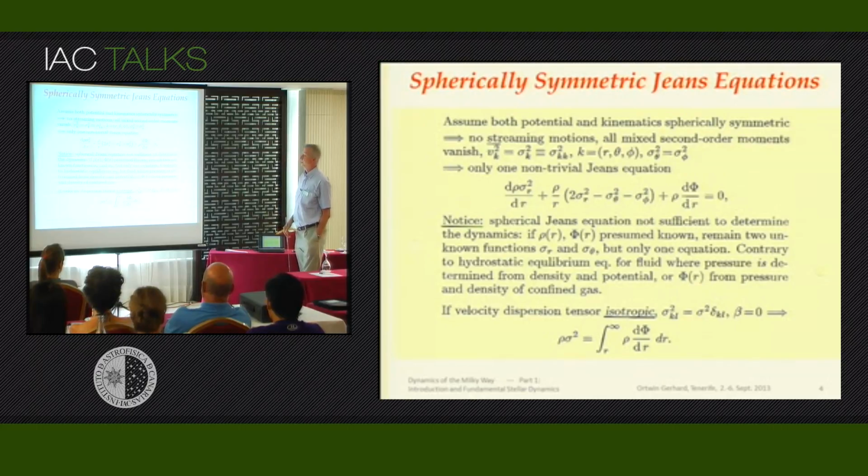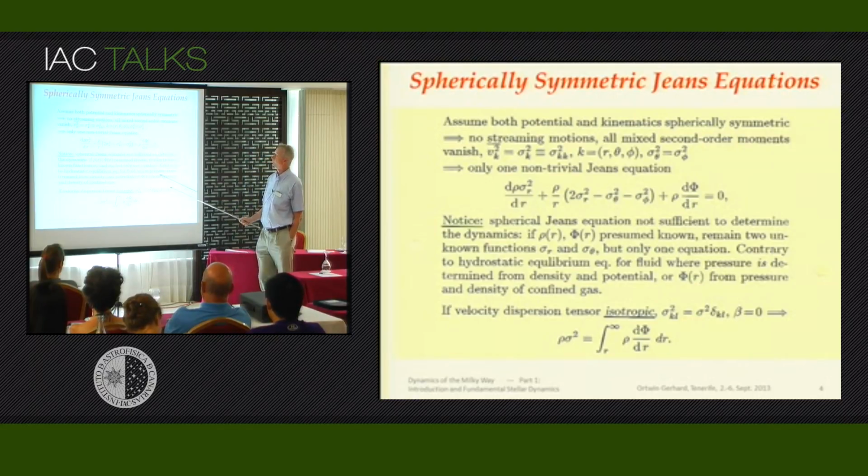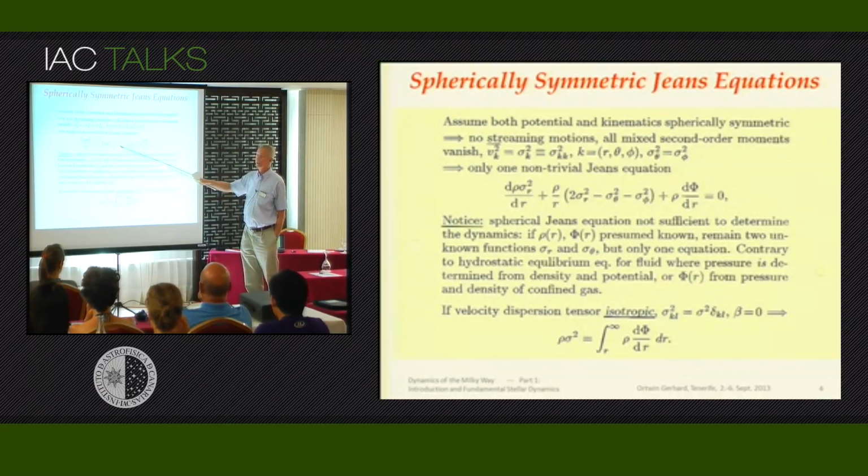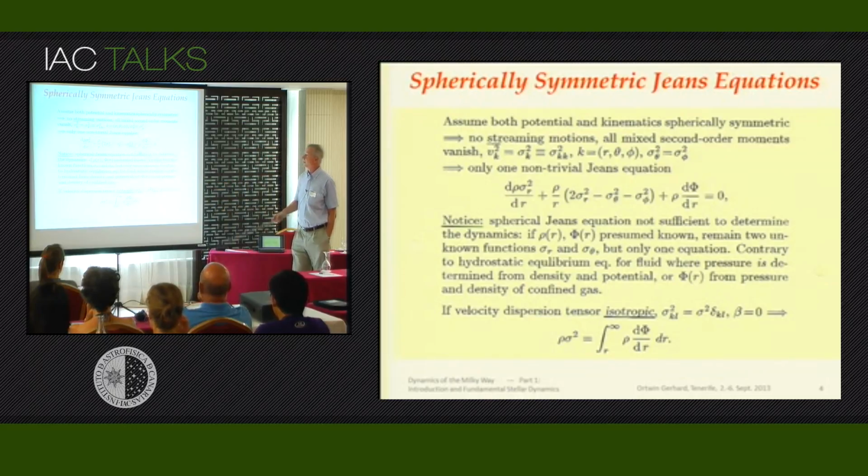Now again, you see that this equation isn't quite sufficient to determine your system, because supposing I know the density and I know the potential, then there's two unknown functions, sigma r squared and sigma theta squared, but there's only one equation, and so I can't determine both of these quantities independently. So what I must do is make some additional assumption, and one of the possible assumptions is that I suppose the system is isotropic, which means that sigma r squared and sigma theta squared dispersion are the same. In which case, then this equation can be solved very easily, and the solution is this one here. Now, this term then goes to 0, and I just integrate this potential gradient from r to infinity, and that's my rho sigma squared.